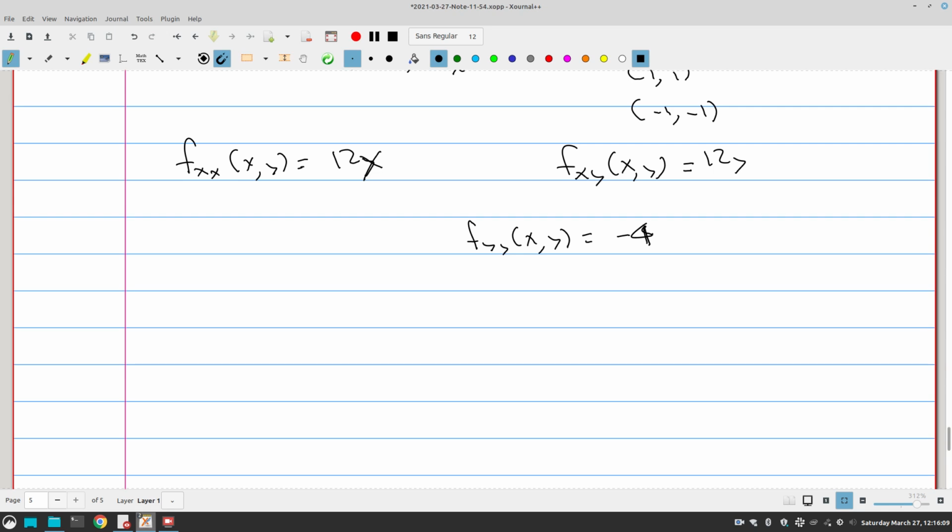So what is D(x, y) equal to? The Hessian at (x, y) is equal to fxx times fyy minus fxy squared, so 12x times 12y minus (-4) squared. This is 144xy minus 16, right?